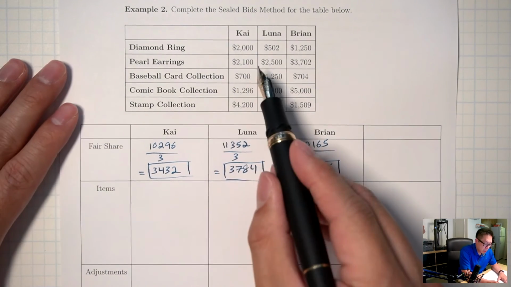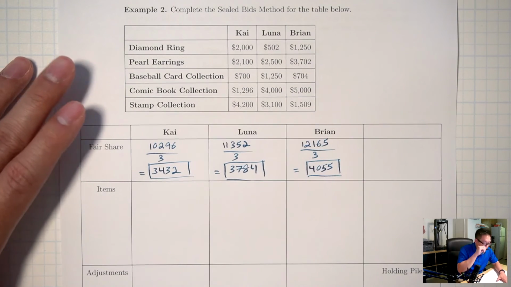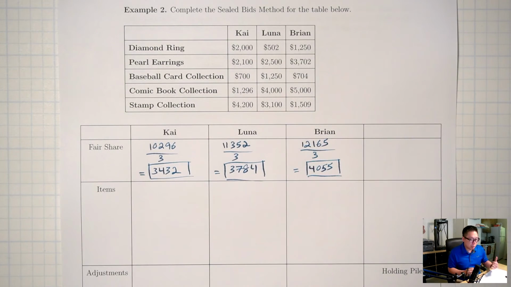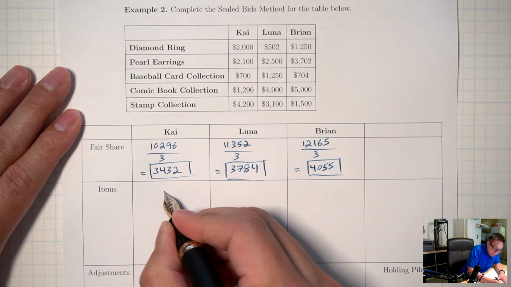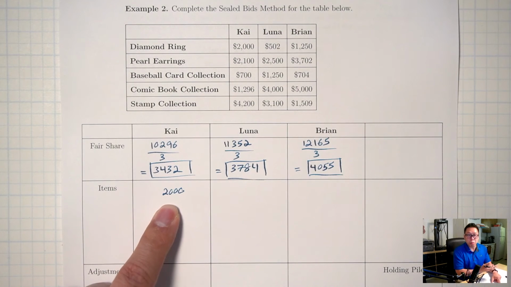The ring, 2,502, 1,250. So Kai's going to get the item. What's important here is actually the value of the item, so I'm going to be lazy and just write down the value. But you should understand that Kai actually got the ring, which is worth 2,000 to Kai.